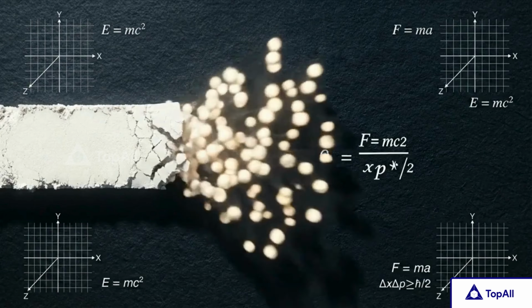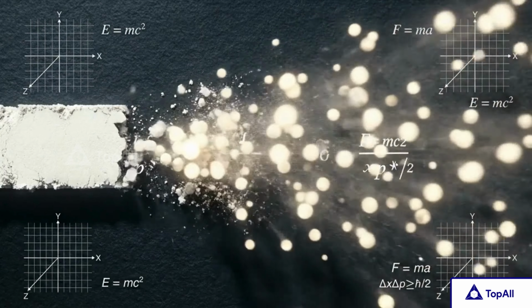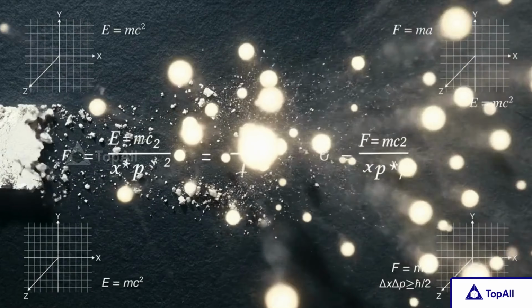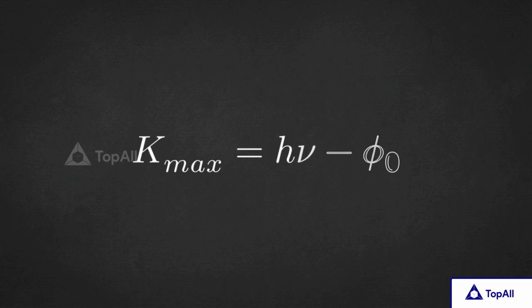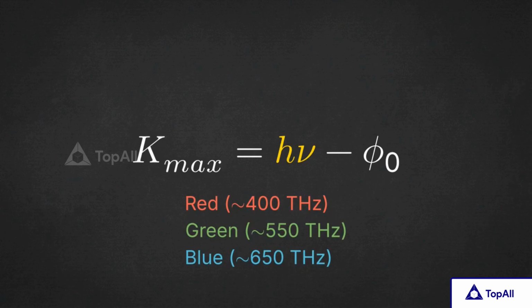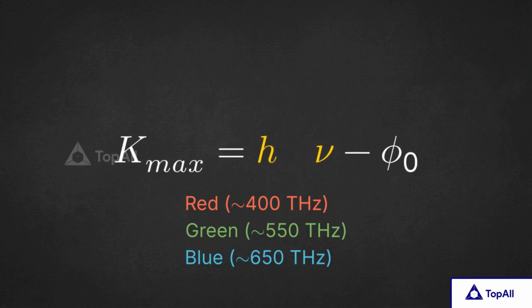He suggested instead that light travels as a stream of discrete, localized energy packets called quanta, or photons. This is Einstein's photoelectric equation. The term h nu represents the energy of an incoming photon, where h is Planck's constant, a value used to calculate the energy of light based on its frequency.